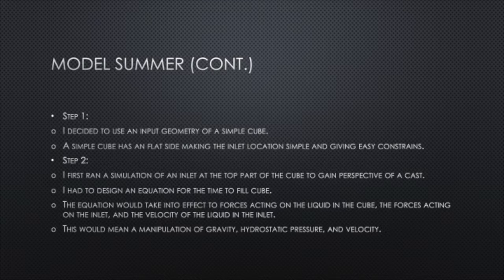The second step in this process was that I ran a simulation to gain perspective of how a cast was going to work and what it was going to look like when the material was injected into the mold. For that, I had to come up with an equation based off of how I believed the injection was taking place. This equation would take into account forces acting on the liquid in the cube, the forces acting on the inlet, and the velocity that the liquid has from the inlet. This would mean a manipulation of gravity, hydrostatic pressure, and velocity.